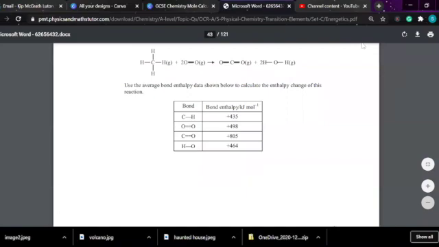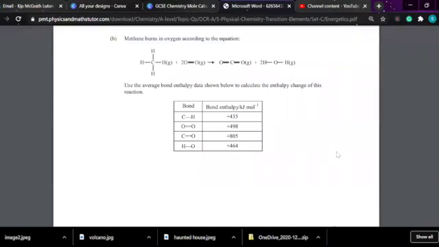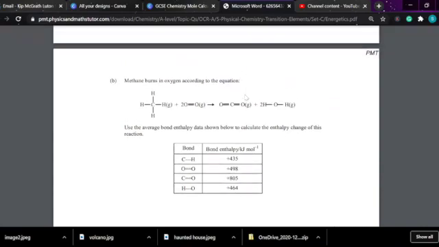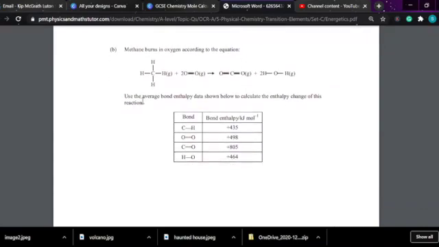Hi, today I'm going to show you how to work out the enthalpy change of a reaction when you are given bond enthalpies. As you can see, in this question they've drawn out the molecules for you so that you can see clearly which bonds have been made and which bonds have been broken.